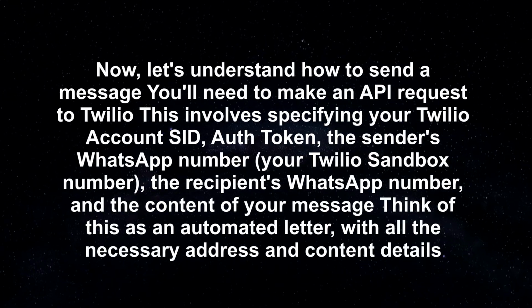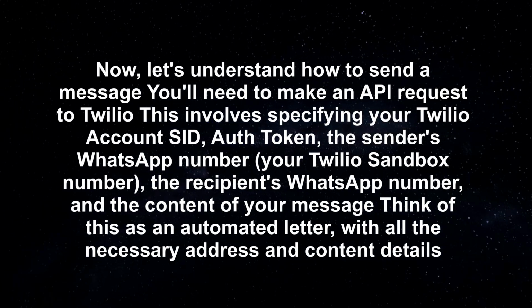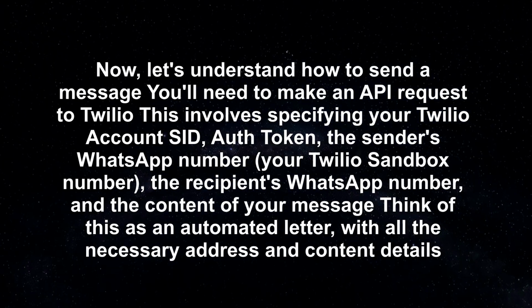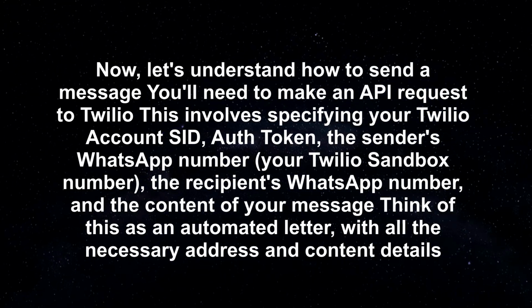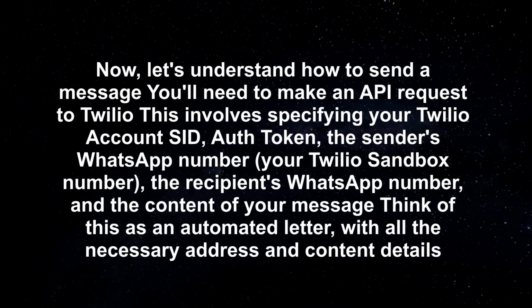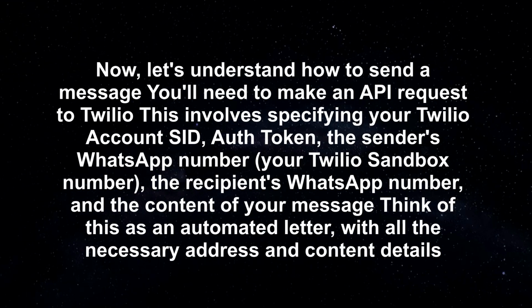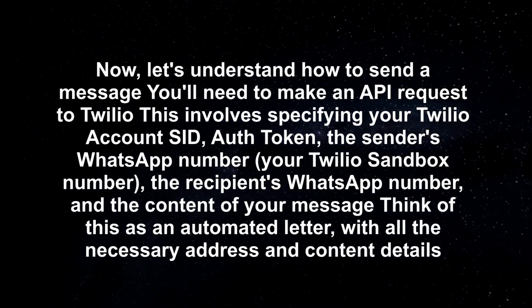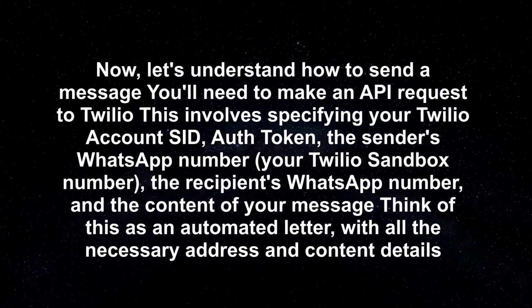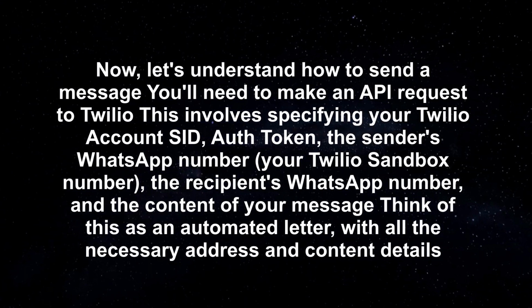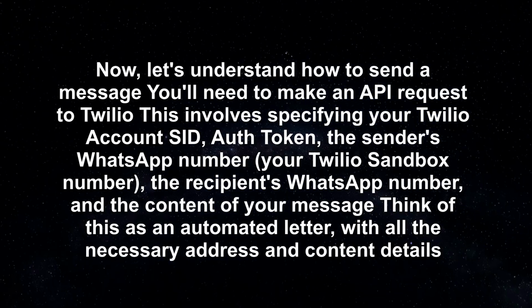Now, let's understand how to send a message. You'll need to make an API request to Twilio. This involves specifying your Twilio account SID, auth token, the sender's WhatsApp number, your Twilio Sandbox number, the recipient's WhatsApp number, and the content of your message. Think of this as an automated letter, with all the necessary address and content details.